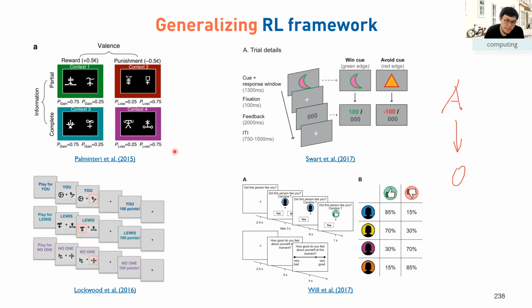So a few examples can be like this. I should quickly show you this. Symbols and make a decision. So in this case, we can already imagine using the reinforcement learning framework. But here there's a kind of context. One is a win context. You either win or get nothing, or maybe you also have a punishment context. You can lose or you get nothing. And then they studied how the reinforcement learning parameters change according to the context, reward context versus punishment context. And here again, two symbols, you make a choice and you see the outcome.